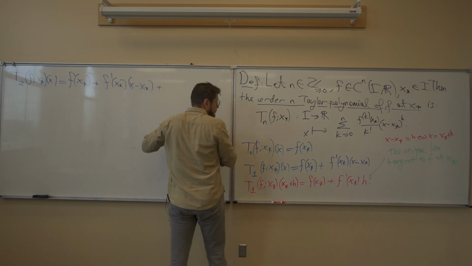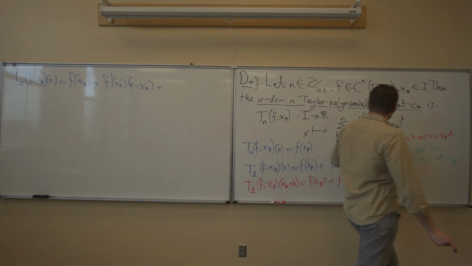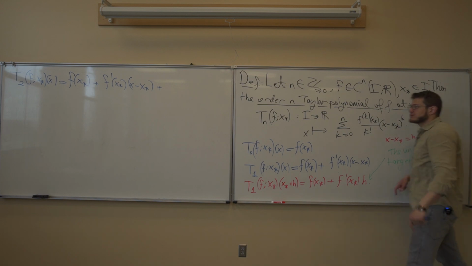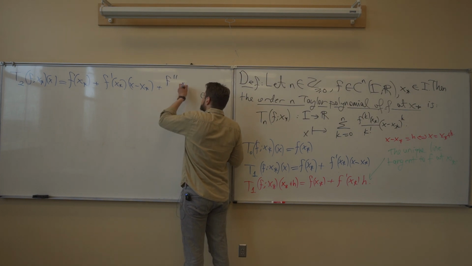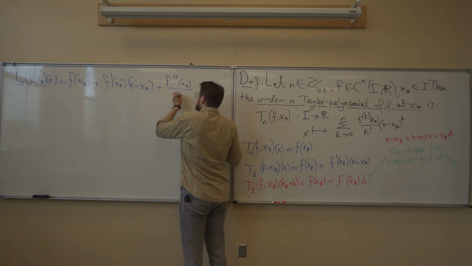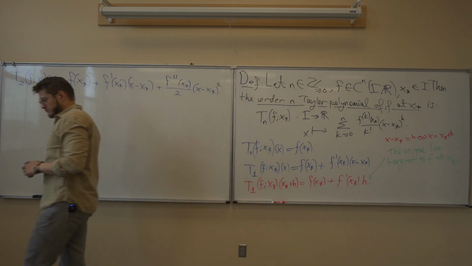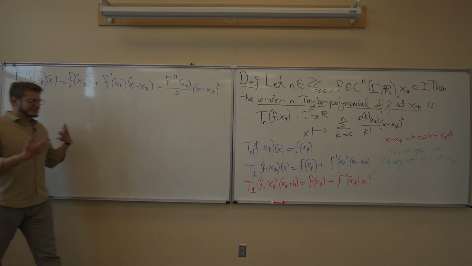plus 2nd order term. But you see, when k is equal to 2, I need the 2nd derivative divided by 2 factorial. 2 factorial, of course, is nothing but 2. And then I need to multiply it by x minus x star raised to the power 2. Okay? Now this is new, you see. But in a sense, it's the same sort of idea.